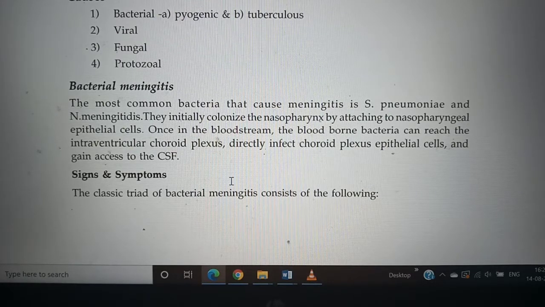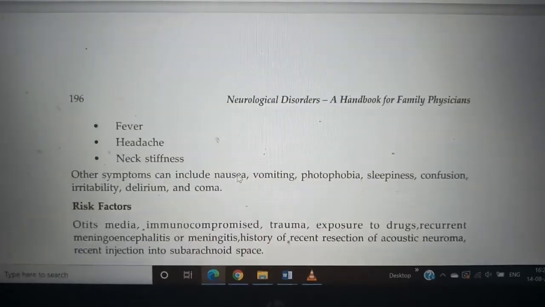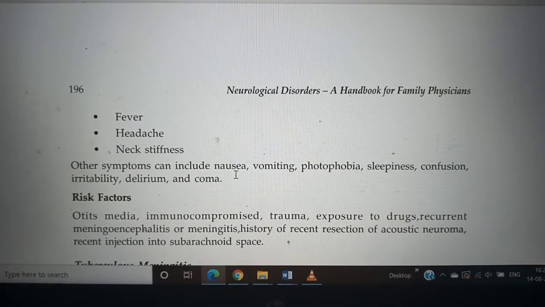The nasopharyngeal epithelial cells are colonized by these organisms, and then from there they mix with the bloodstream and they can reach any part of the body, and when they reach the brain, they reach the choroid plexus and infect the epithelial cells there, and they also gain access to the cerebrospinal fluid. So they mix with the cerebrospinal fluid, and when they affect the meninges, there are certain signs and symptoms like fever, headache, and neck stiffness.